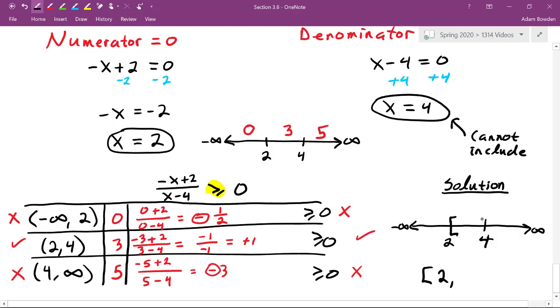So in this very specific situation, I'm actually going to put a parenthesis here with 4 because we can't include the 4, and if I put a bracket there, that would mean that it could also equal the number 4. So we're actually going to have bracket 2, which is good, comma 4, close parenthesis, just because we had to use the denominator to get that 4. Any other time, if it was greater than or equal to, I would use the bracket instead.